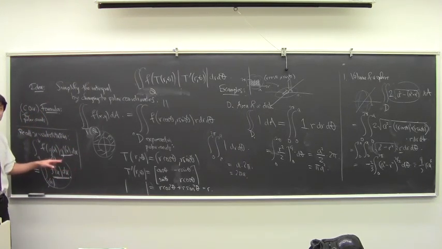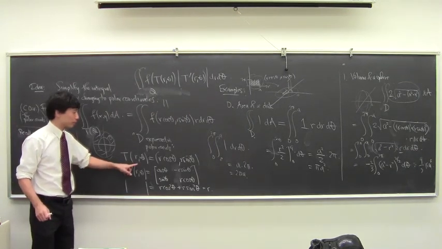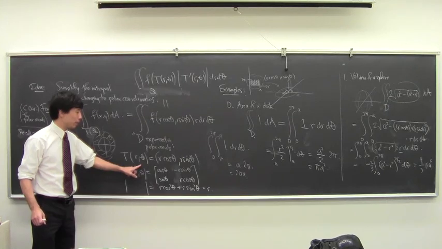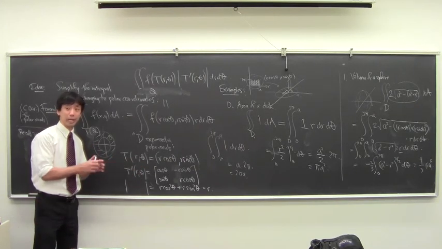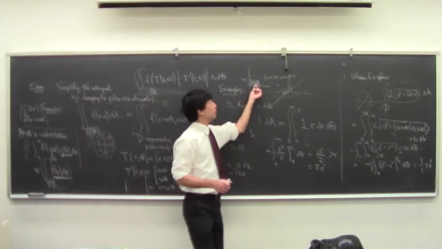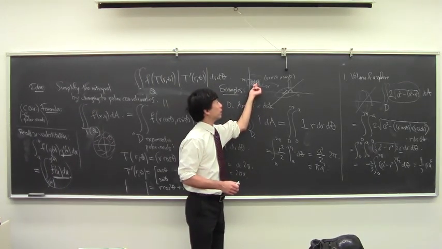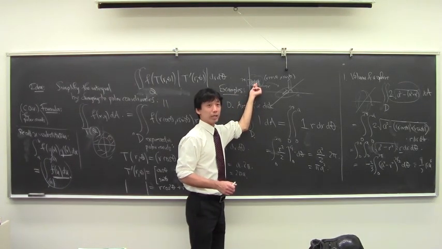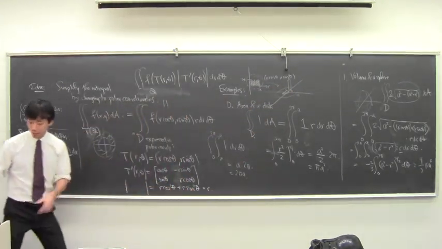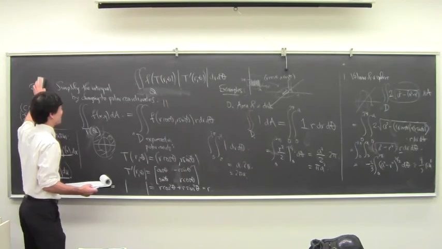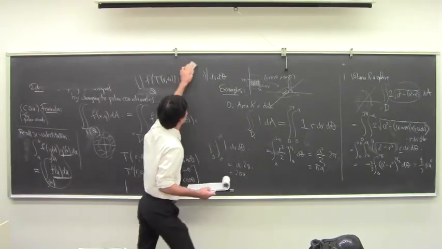Some sense of where does the r come from? Where does the r come from? It actually tells you some sort of scaling factor for the area to make sure that the area that you're integrating over is the proper size. Okay. Back to the examples.